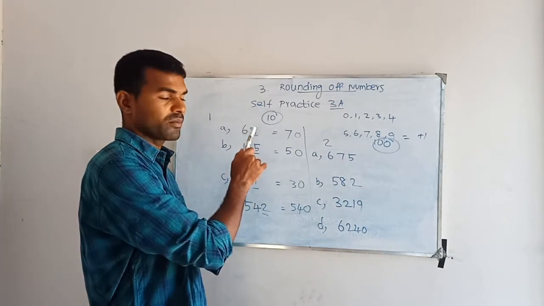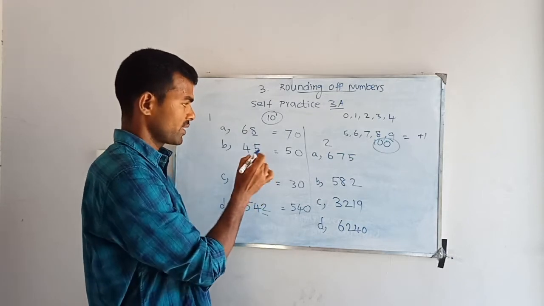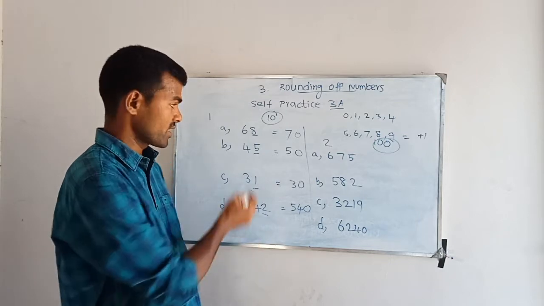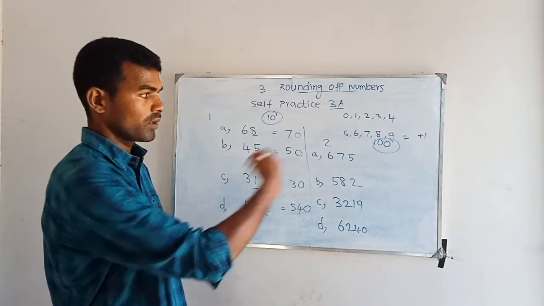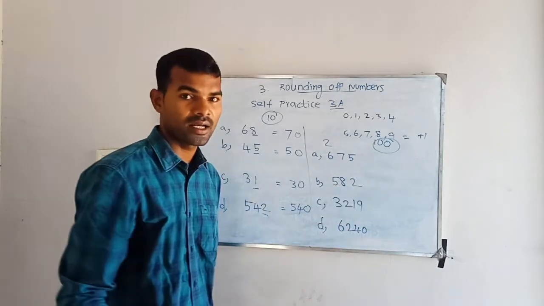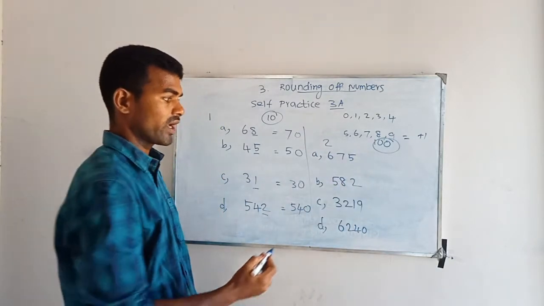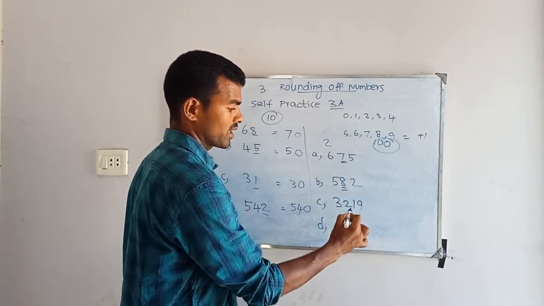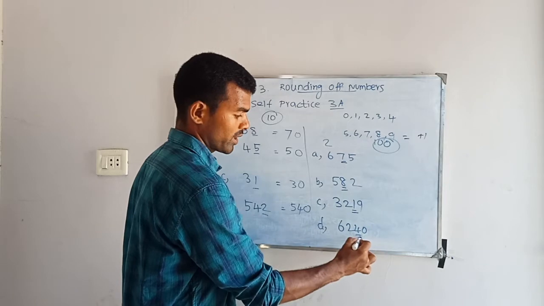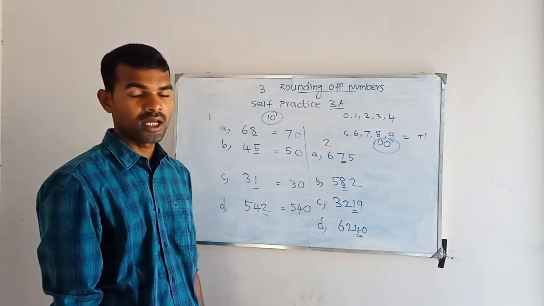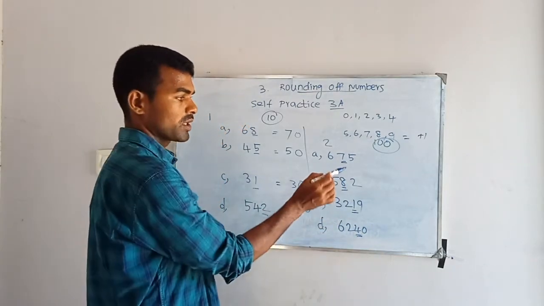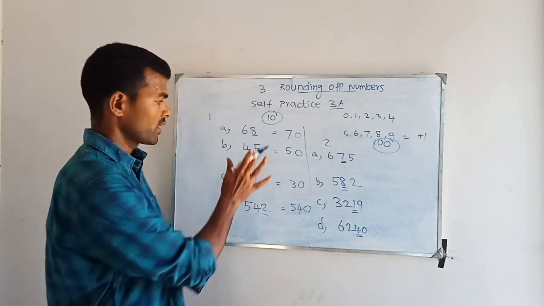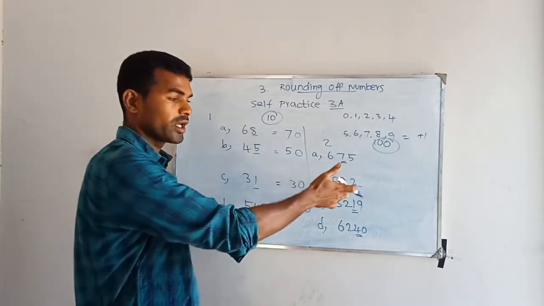Here, to round the number to the nearest 10, we look at the ones digit, and according to that we change the tens value. But now see this: to round the number to the nearest 100, we have to look at the second place, the tens place. You know the place values: ones, tens, hundreds. So look at the tens place. The same rule you applied before, you follow here.